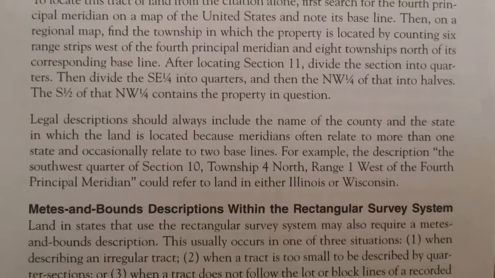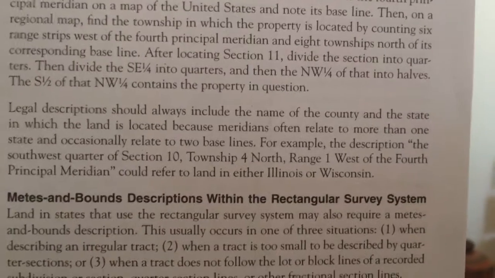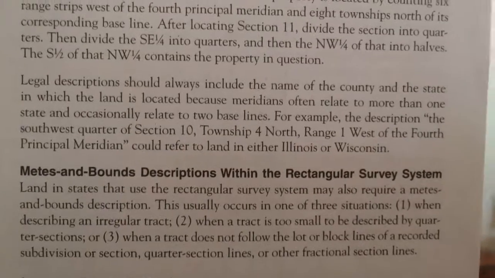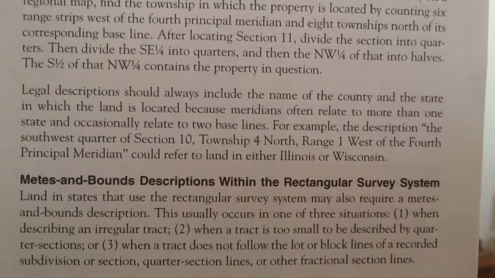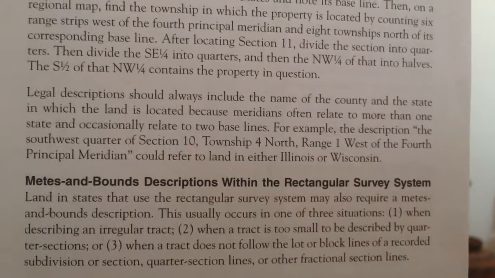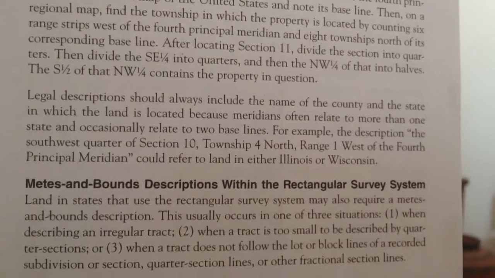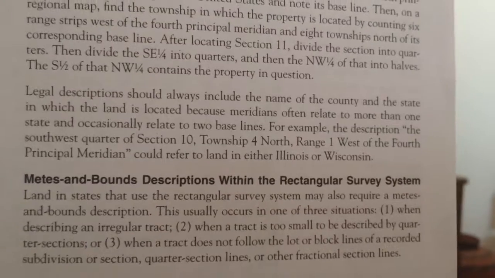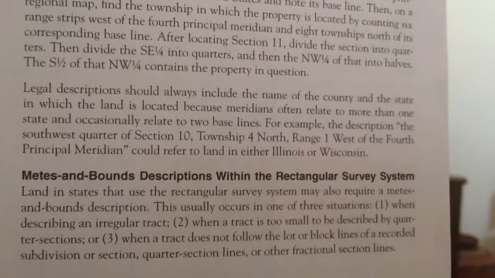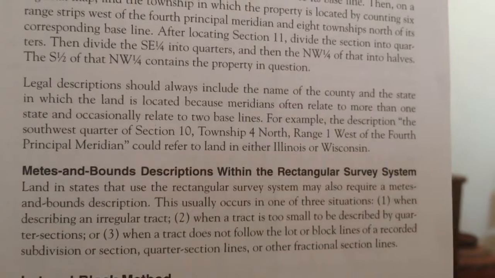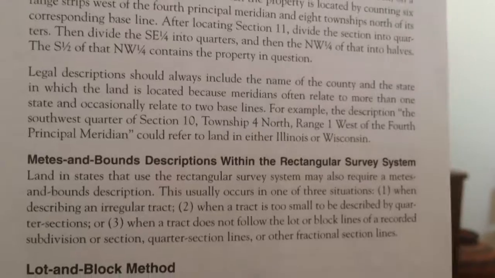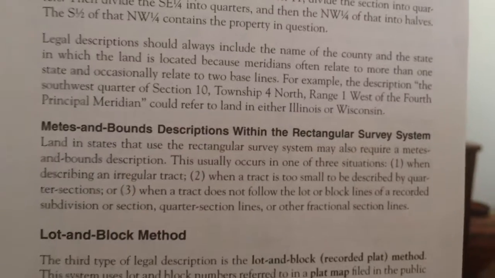Legal description should always include the name of the county and the state in which the land is located, because meridians often relate to more than one state and occasionally relate to 2 baselines. For example, the description, the southwest quarter of section 10, township 4 north, range 1 west of the 4th principal meridian, could refer to land in either Illinois or Wisconsin.